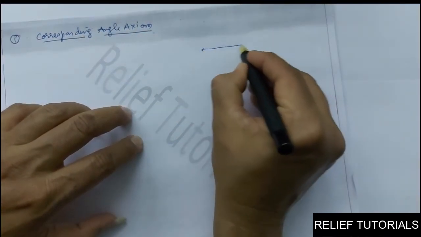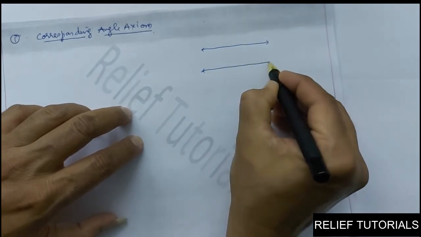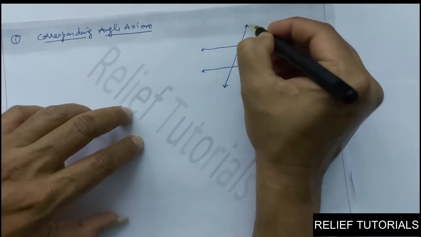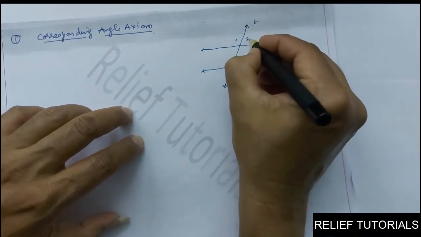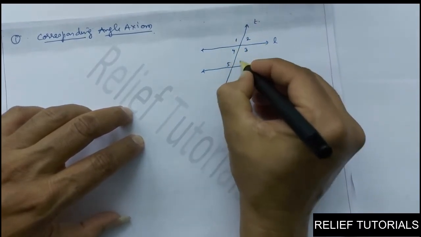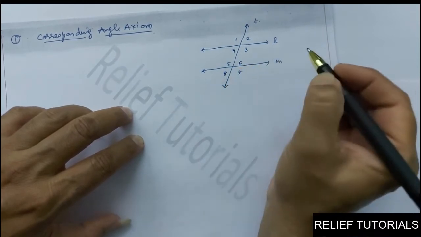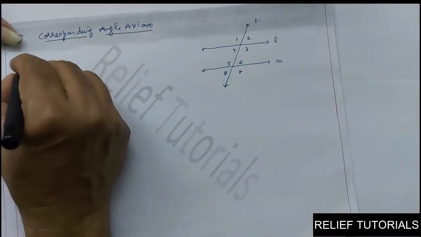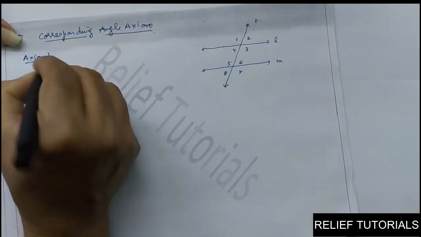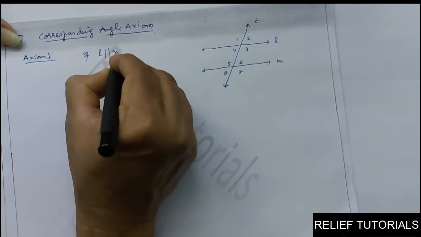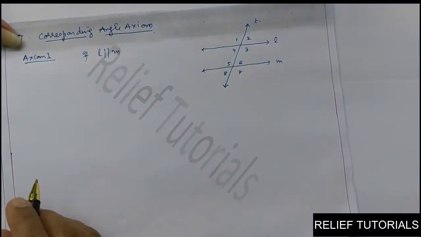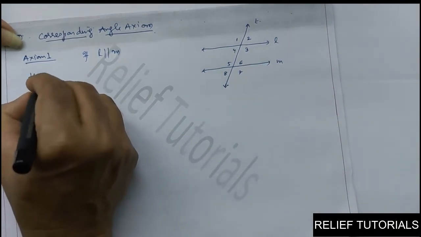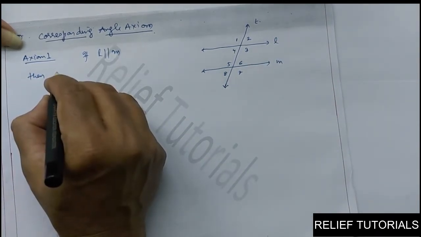See, this is the diagram. Two lines L and M. This is transversal T. I told you angles 1, 2, 3, 4, 5, 6, 7, 8. Now, what is the corresponding angle axiom? Axiom 1: if L is parallel to M, this is the condition, L and M should be parallel, then corresponding angles are equal.